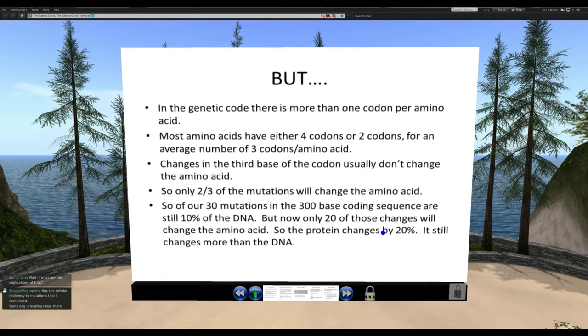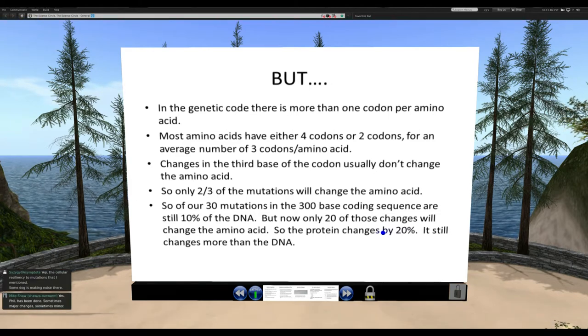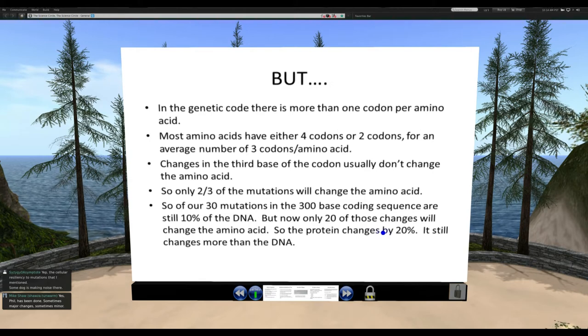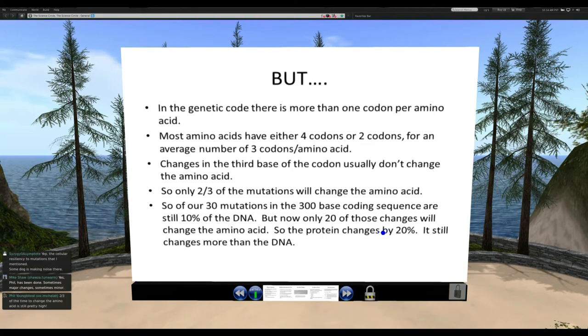So if we have 30 mutations in a 300 base coding sequence, you still have 10% of the DNA, but now only 20 of those changes will change the amino acid. So the protein still changes as a percentage by more than the DNA. But generally, it's one amino acid change per DNA change.